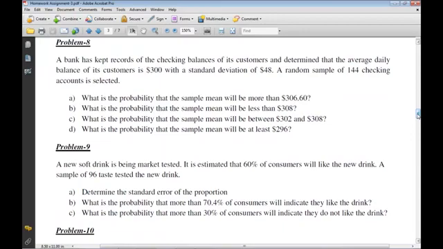A bank has kept records of checking balances of customers and determined that average daily balance is $300 with standard deviation of 48, and they have taken a sample of 144. What is the probability that the sample mean? Again, you can notice that they are asking about sample mean and not individual x values. They are asking a question in terms of x bar. So you have to plot the x bar axis first.